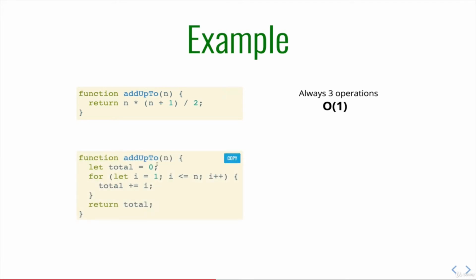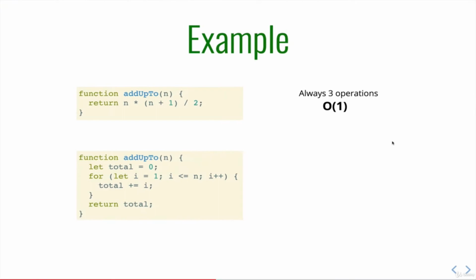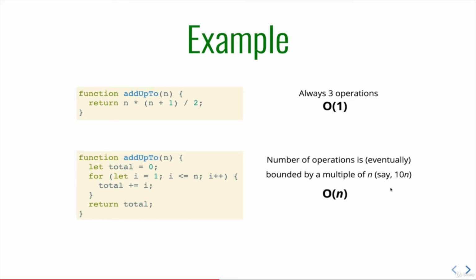But if we take a look at this one, add up to n, same name, this was the one that had a bunch of operations happening, where we said that as n grows, the runtime grows, basically in a 1-to-1 ratio. The number of operations is eventually bounded by a multiple of n. It doesn't actually matter if it's 1n or 5n or 50n, because at the end of the day, we simplify it down just to n.